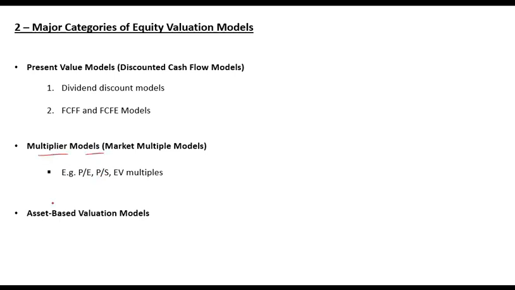So in multiplier models, how do we use multiplier models? First step is to choose a multiple. What multiple will you actually want to use? You can have P/S, price to sales, EV multiples, price to book value, EV to EBITDA, EV to EBIT. There are many multiples which you can use. The most commonly used one is the price to earnings ratio.